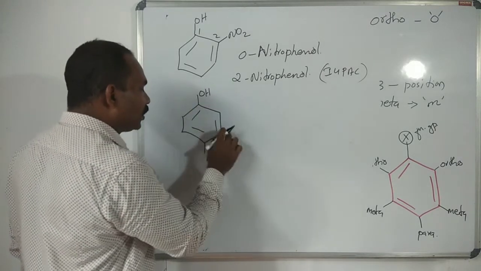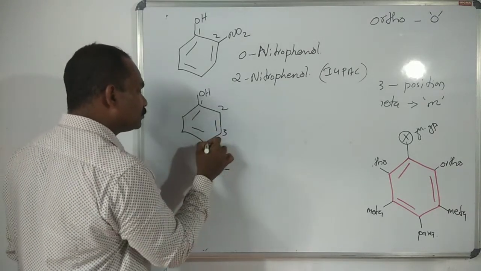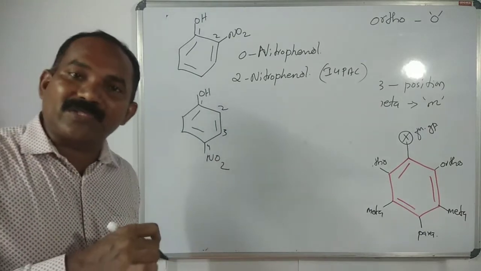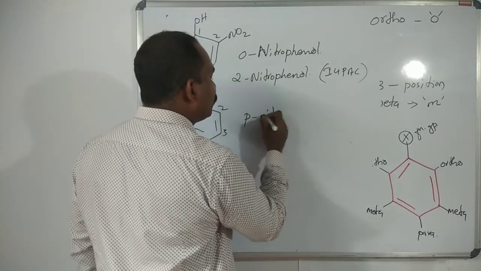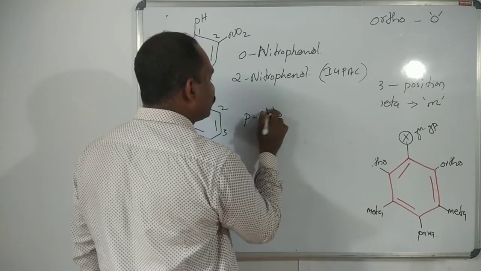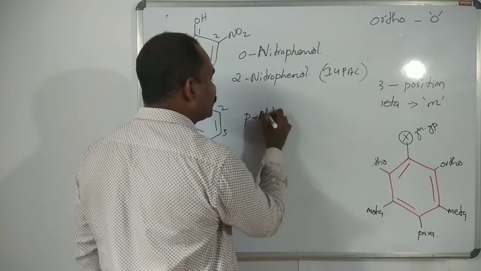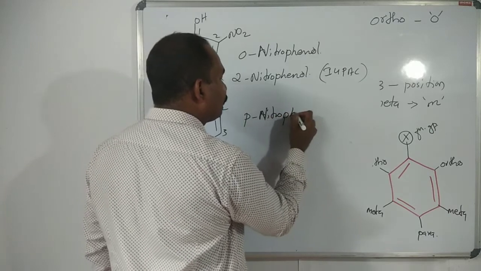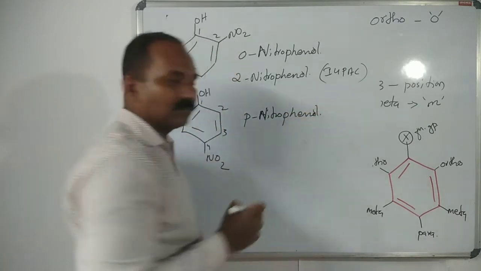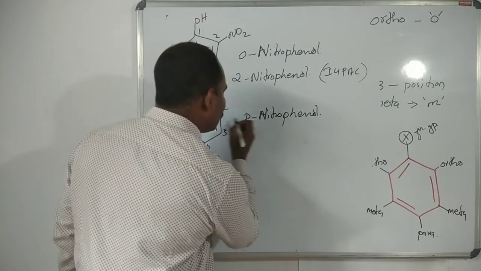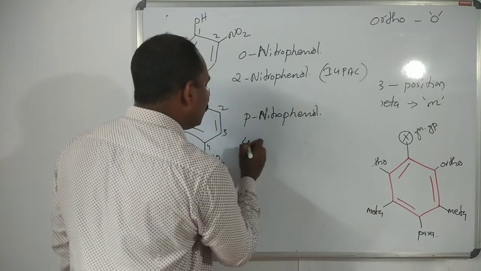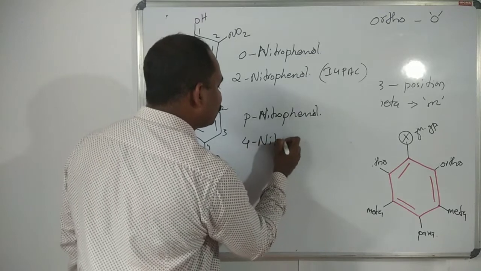Then 1, 2, 3, 4. The 1, 4 position is the para position. So paranitrophenol. Use the first letter as a capital one. Paranitrophenol. Okay. Then the IUPAC name is 4-nitrophenol.